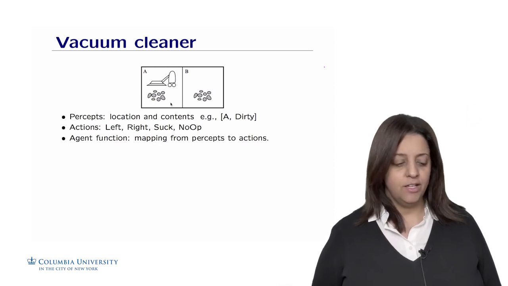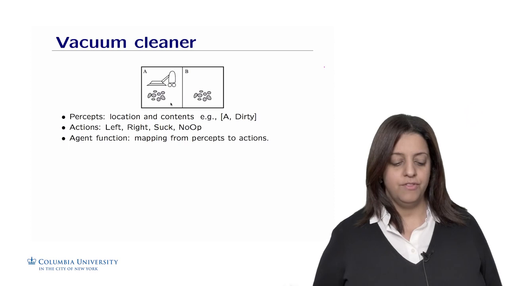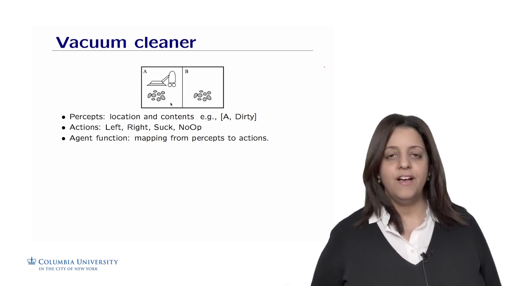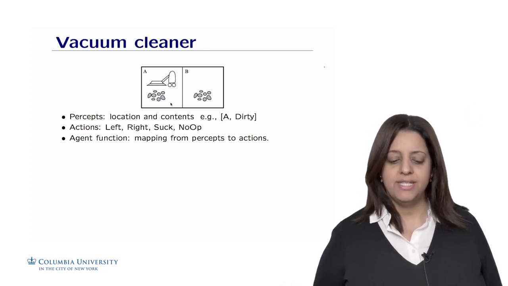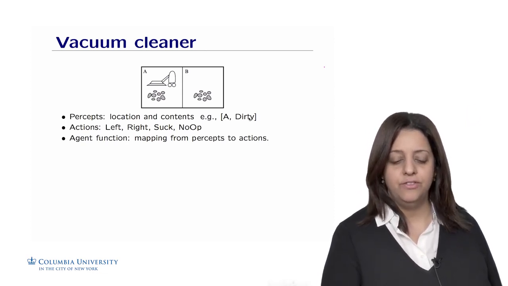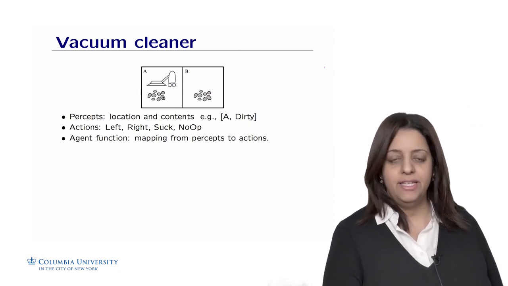So the percept of the vacuum cleaner in this environment is the location and the content of the room. For example, if the vacuum cleaner has two sensors, a sensor for dirt and a sensor for location, it could create a percept as a pair. A, dirty, for example, is a percept to say that room A is dirty.